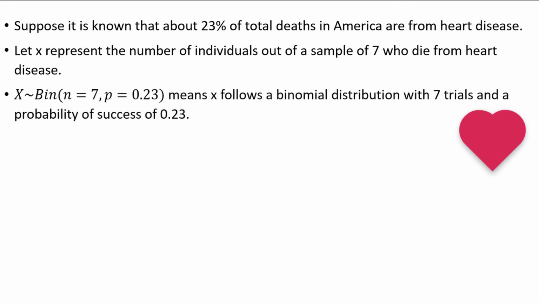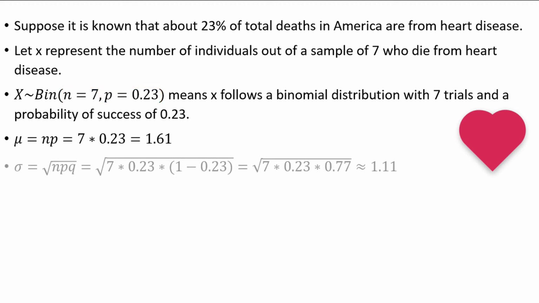We say x follows a binomial distribution with 7 trials and a probability of success of 0.23. The mean is n times p, or 7 times 0.23, which equals 1.61. On average, 1.61 individuals from a sample of size 7 will end up dying of heart disease. The standard deviation is the square root of 7 times 0.23 times 1 minus 0.23, since q is always 1 minus p. This simplifies to about 1.11.